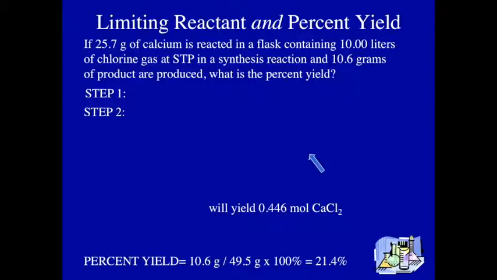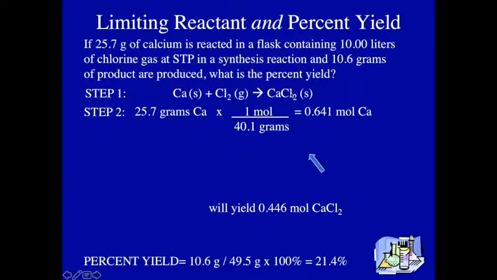Here we have calcium combining with chlorine gas and making calcium chloride. There's no other product you could possibly make with calcium and chlorine, calcium chloride. Very nice thing is that is a balanced equation. 1 mole of calcium and 1 mole of chlorine gas is going to make 1 mole of calcium chloride.